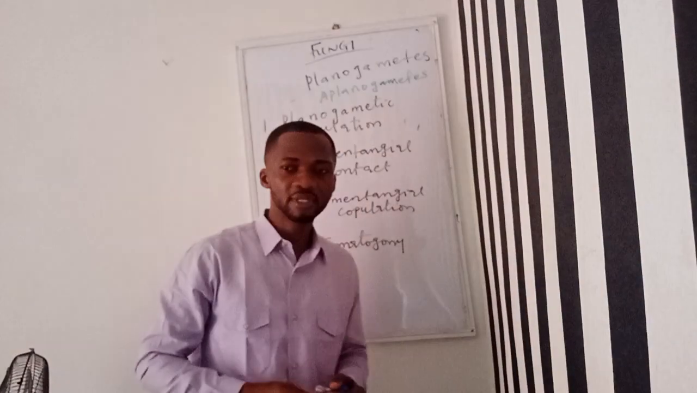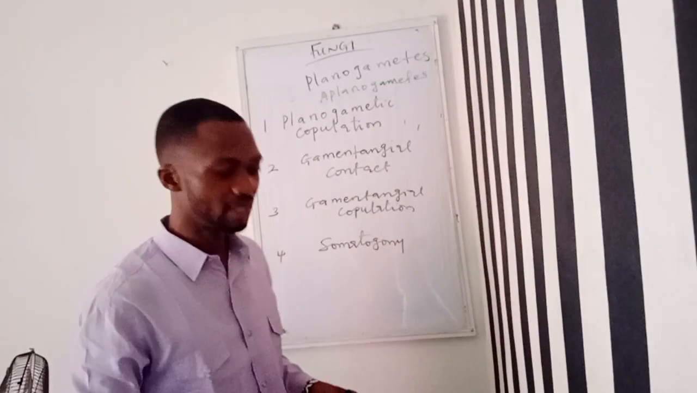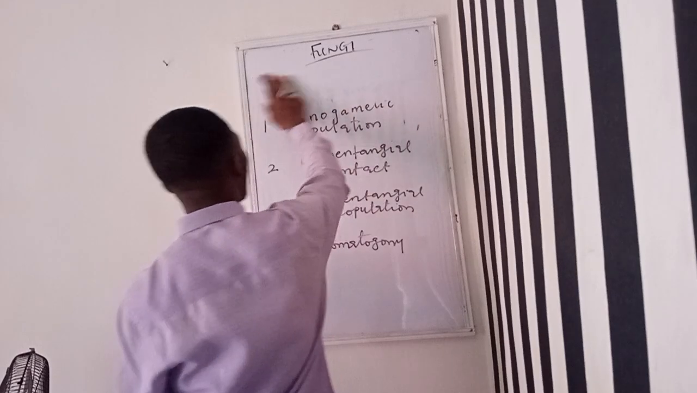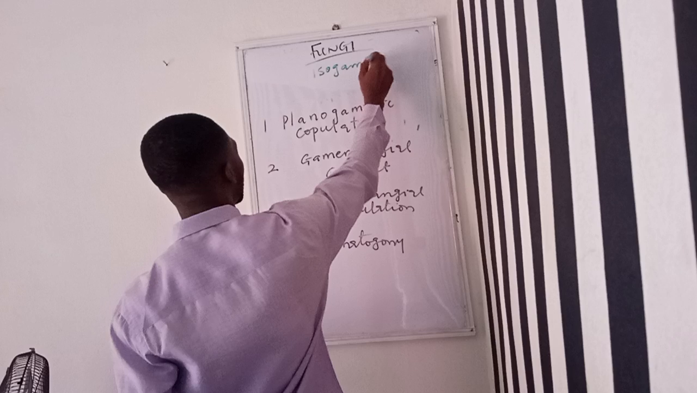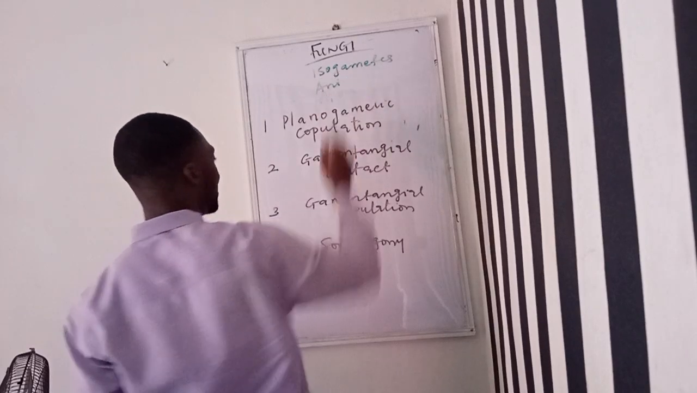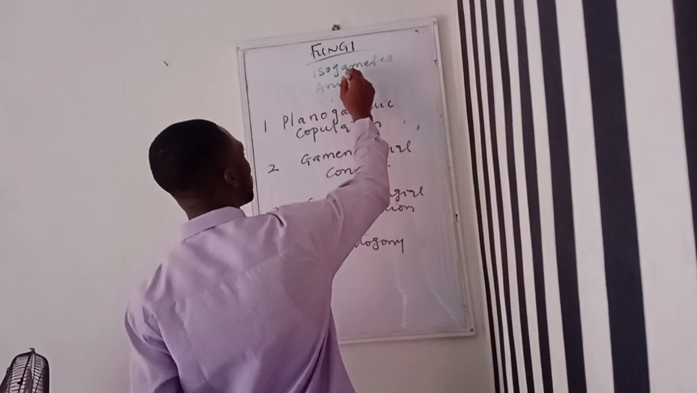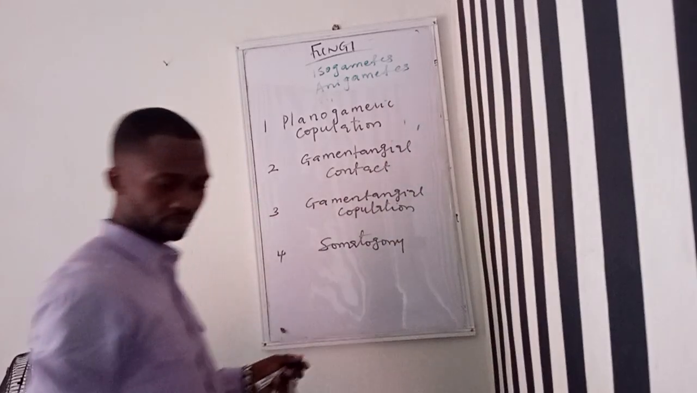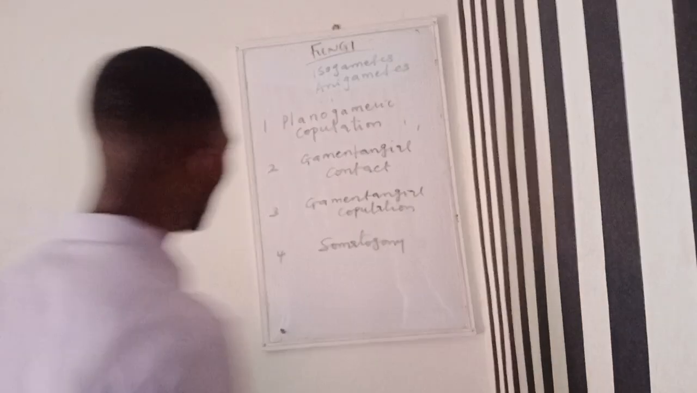These gametes can also look similar in terms of structure, and gametes that are similar in terms of structure are what we call isogametes. If they are dissimilar in terms of shape or structure, they are called anisogametes.